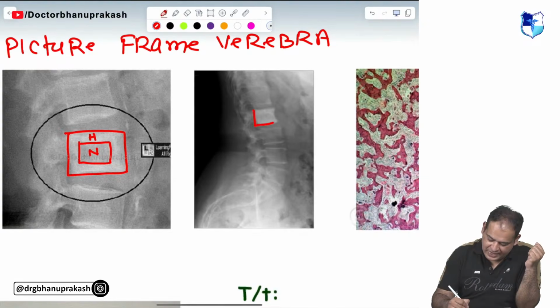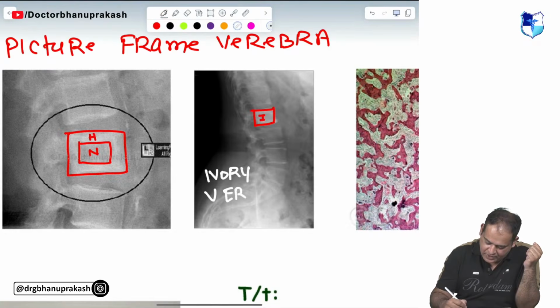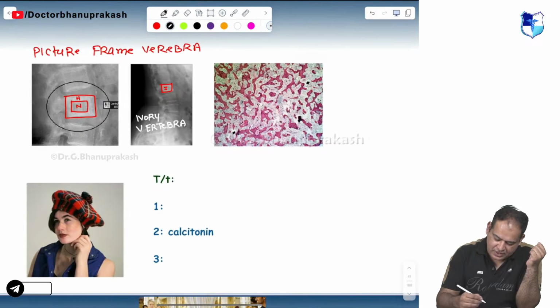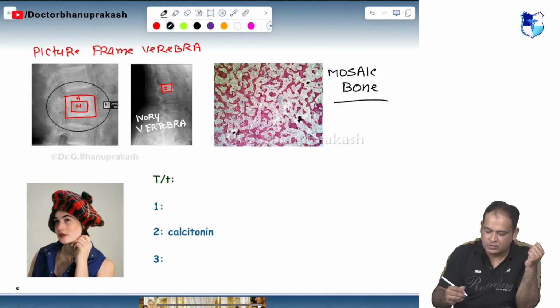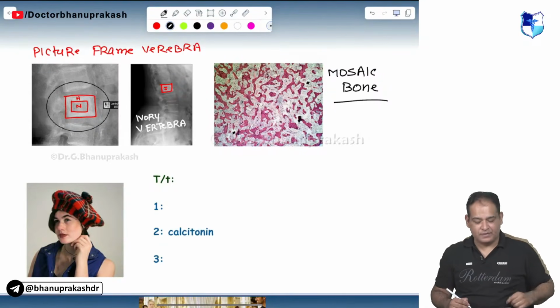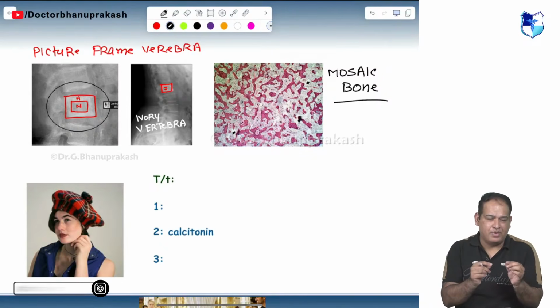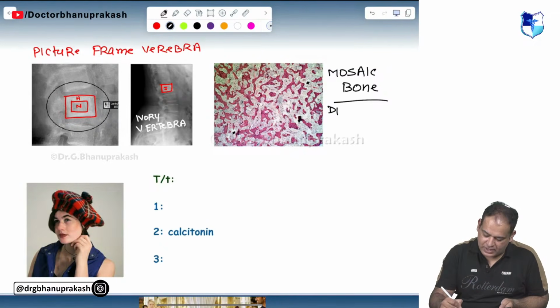Now in the next stage, you will get to see this. Now this is called ivory vertebra. If you do the bone density, you will get to see this picture. This is called mosaic bone. Mosaic bone, haphazard, disorganized bone.